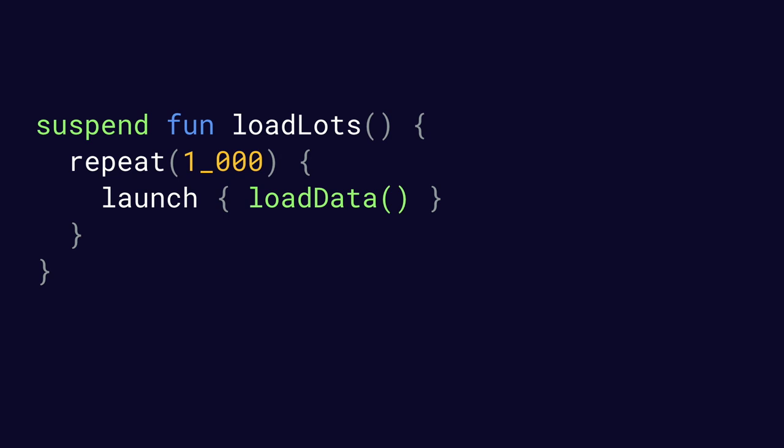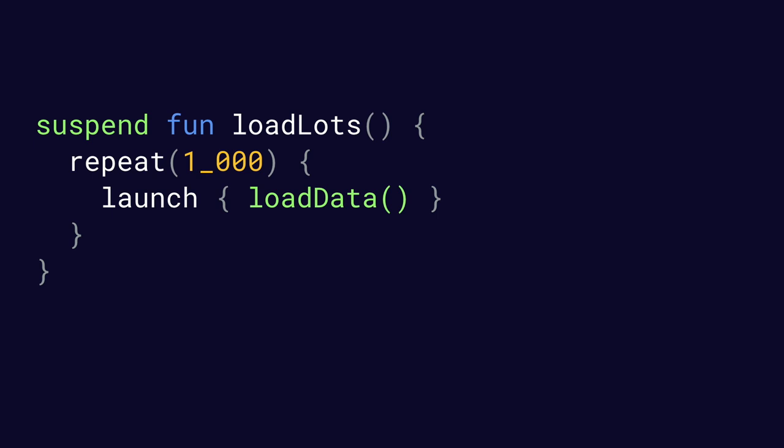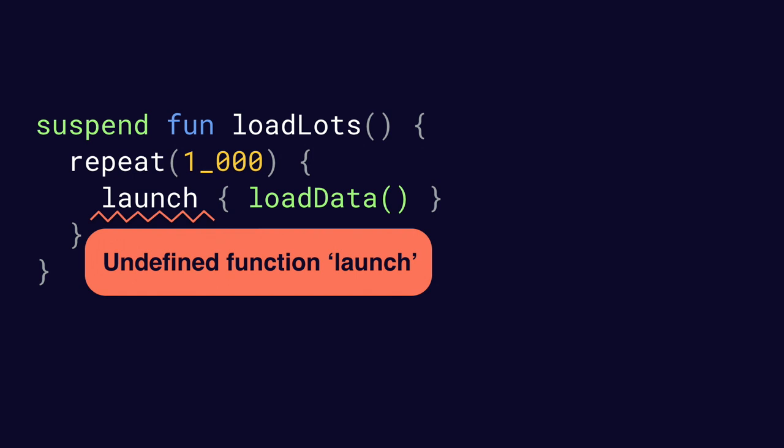So you might notice this runs in a scope, right? So if I'm in a suspend function, someone somewhere, I don't know who, had to start a coroutine, and that coroutine has called me. There's no way that anyone is running a coroutine that's not in a scope, so I must be in a scope. So you might think you could just go ahead and call launch, and it'll just go ahead and start in the scope that you're already running. But it doesn't quite work that way. If you do that, you're going to get, again, undefined function launch.